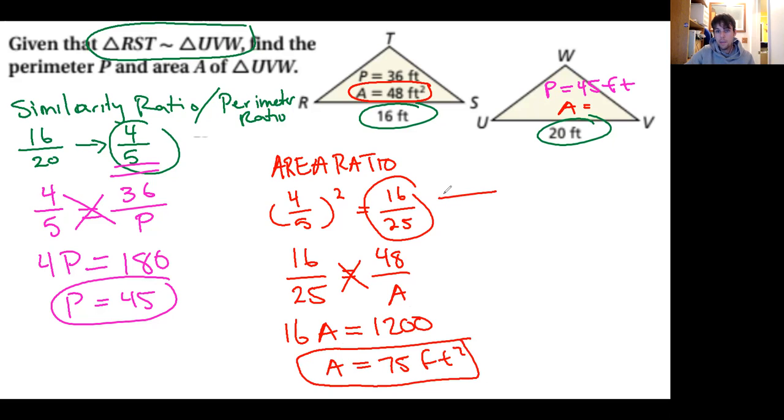Kind of cool. You have to make sure you use the area ratio when you're working with the areas and the similarity ratio when you're working with either the sides or the perimeter. We'll go ahead and do one more of those.